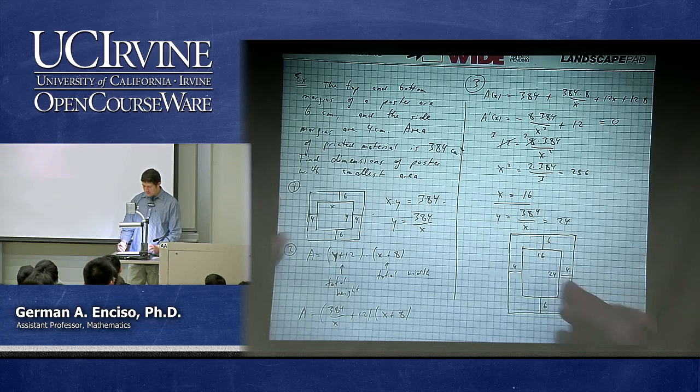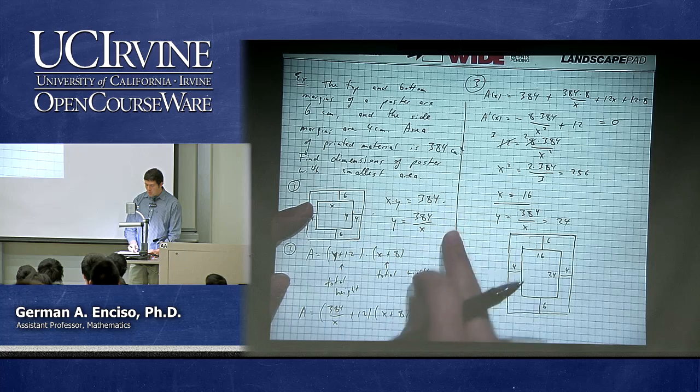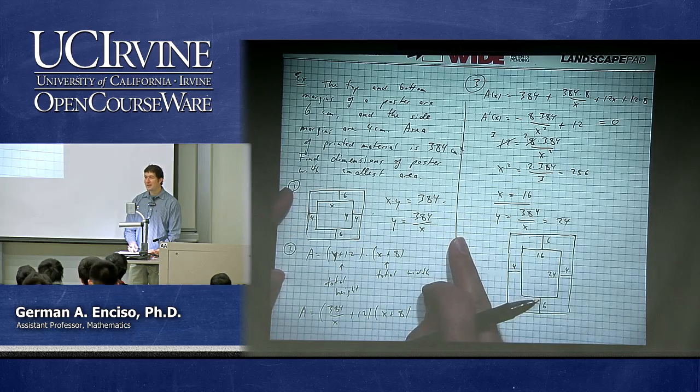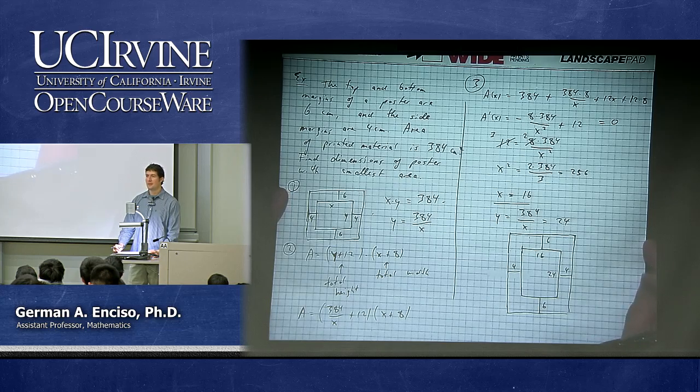For example, in this case, if you make x very, very large and y very, very small, you're going to get a really, really large total area because there's going to be a lot of margin, right? So this is really the minimum surface area.